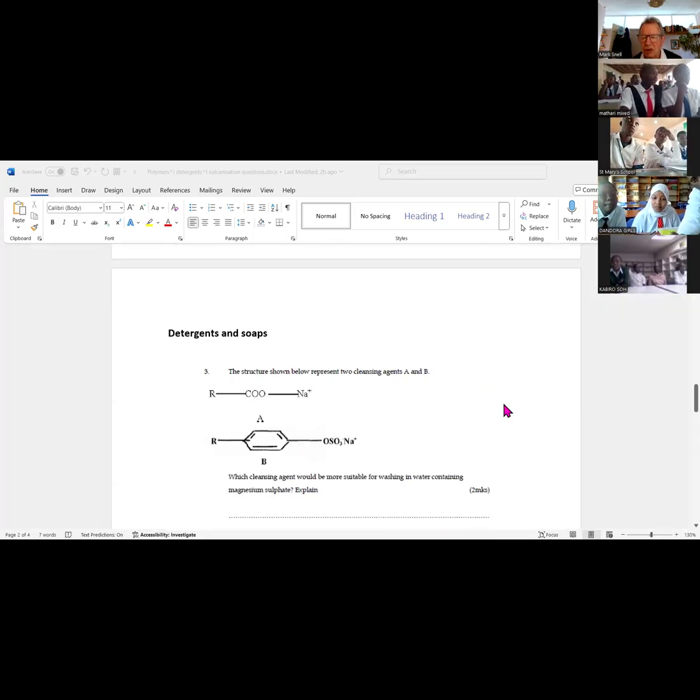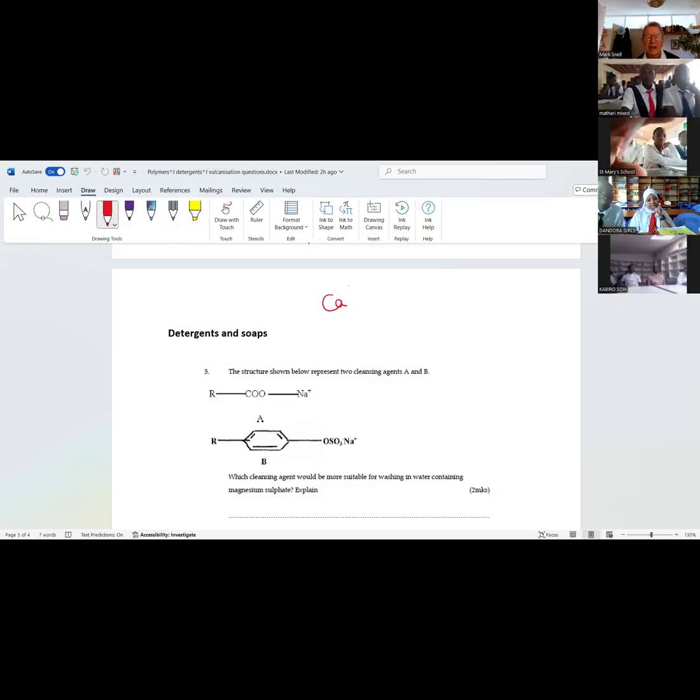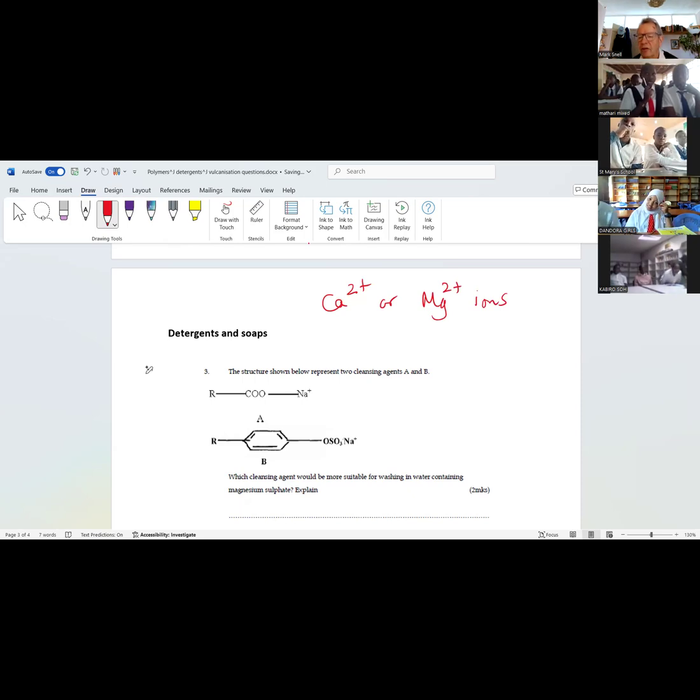This was one I mentioned last time. We had a brief look at it, but I want to look at it a little bit more so that you can recognize what we are talking about. This is quite a common question about hard water. Now, hard water is water that contains Ca2+ or Mg2+ ions, either calcium or magnesium ions.